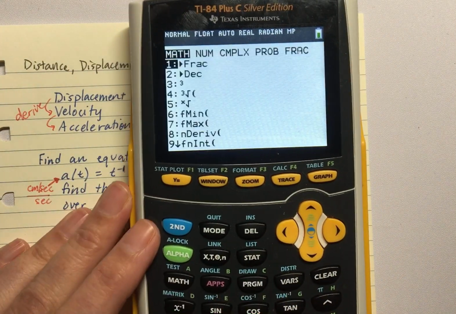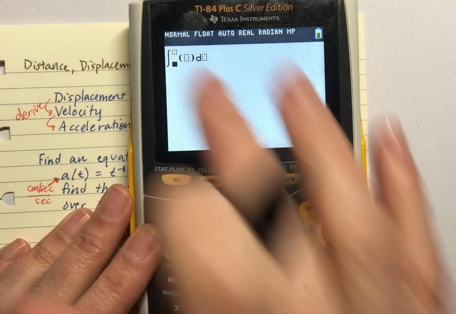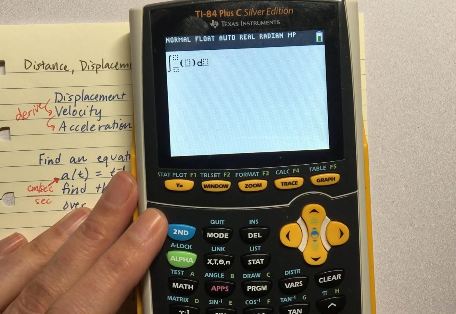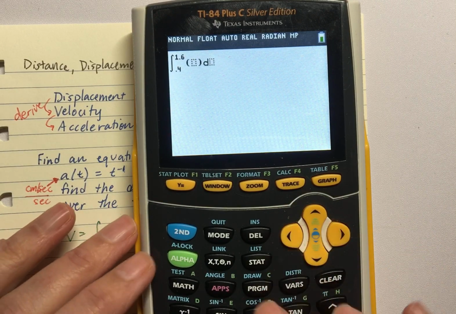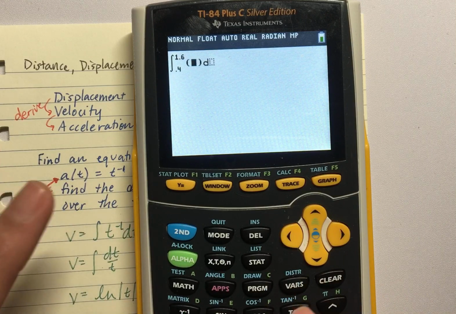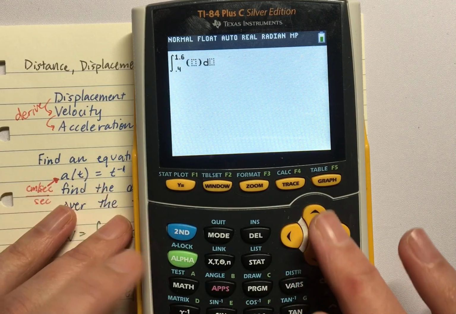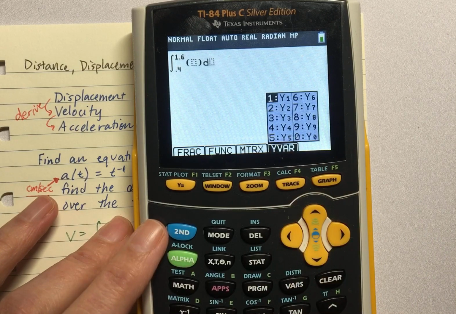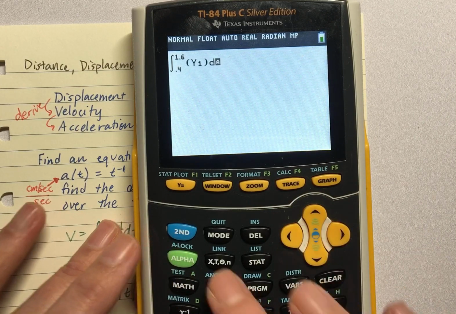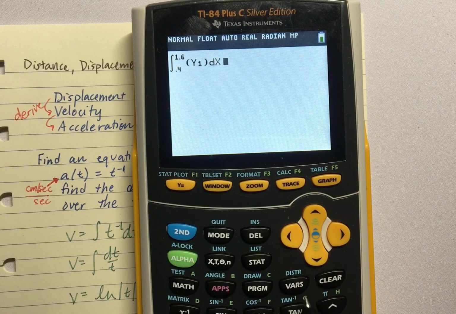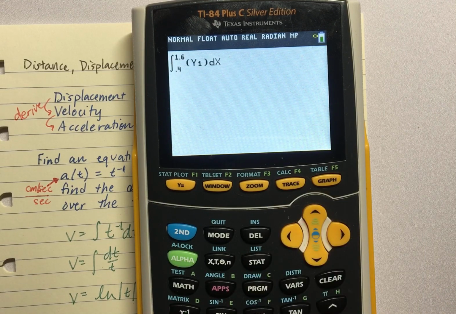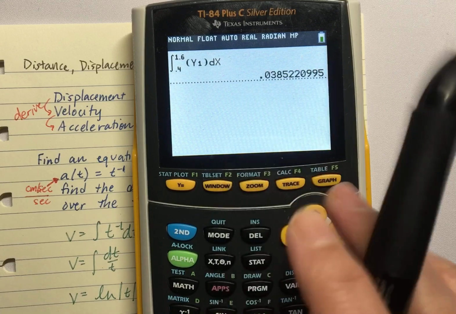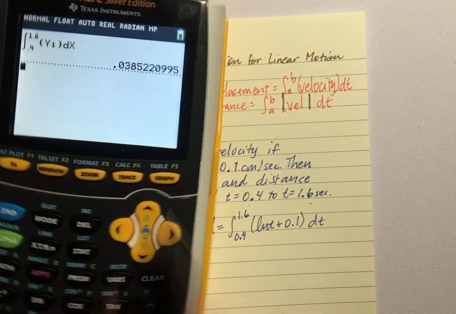So remember math 9, and our integral shows up. I know if you have an 83, it looks a little different. Hopefully by now you're cool with that. So we have 0.4 to 1.6. And rather than typing in that natural log of t plus 0.1, I can do the alpha trace and 1. Remember, if you have an older calculator, it's vars, y-vars, function, y1 to get the y1. And so here is my displacement, 0.038.